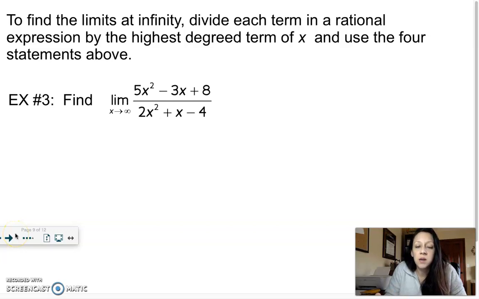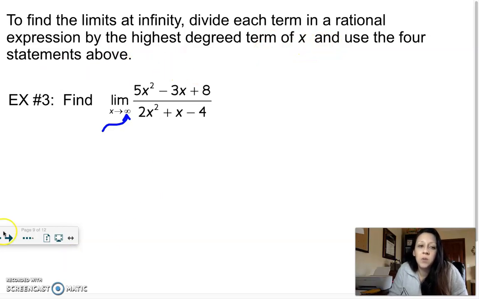Okay, so we're going to use this concept to help us dig into some of these more complicated rational functions. I do want to point out that in each of these questions, our limit is going to be approaching infinity or negative infinity. So this is not a situation where we could do the plug and chug technique like we have been doing, okay? Instead, we are going to use a variation of the stick of gum rule. And in the directions, or in this little note up here, it says, to find the limits at infinity, divide each term in a rational expression by the highest degree term of x, and use the four statements above.